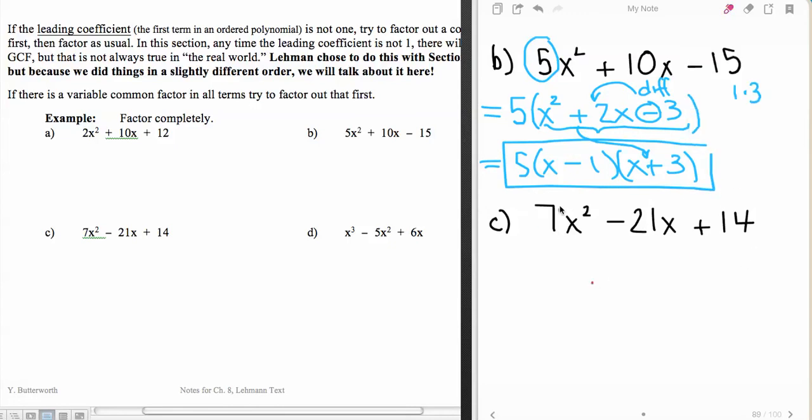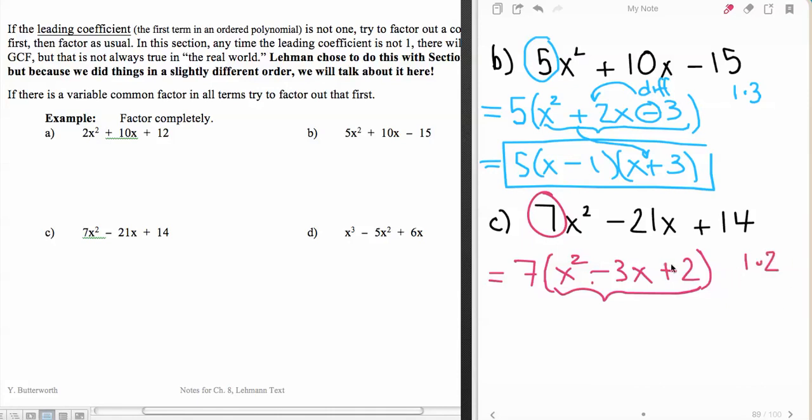Next, again, first thing I see is that there's a leading coefficient. So is it a GCF? Absolutely. So 7 comes out, leaving me with x squared minus 3x and then plus 2. And then again, I have a trinomial here, and I want to see if it will factor, so I try. So I need the factors of the constant, 1 and 2, and I need the ones that sum, and that's going to give us a sum of the middle term, and yep, I do.